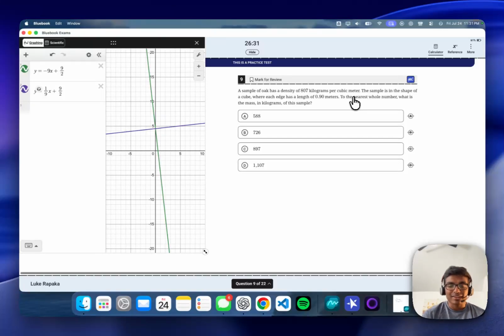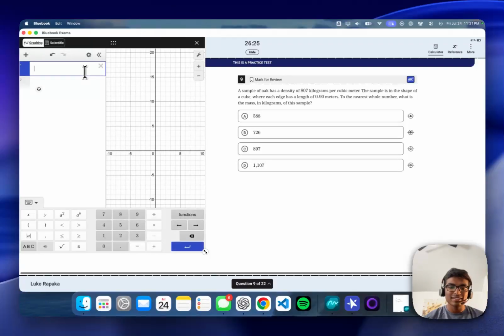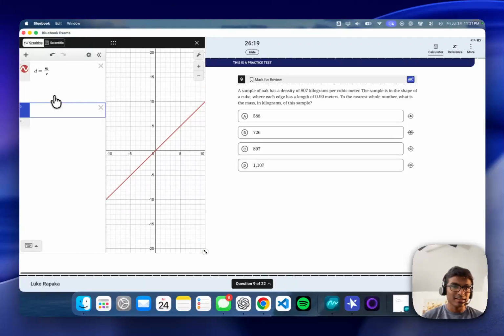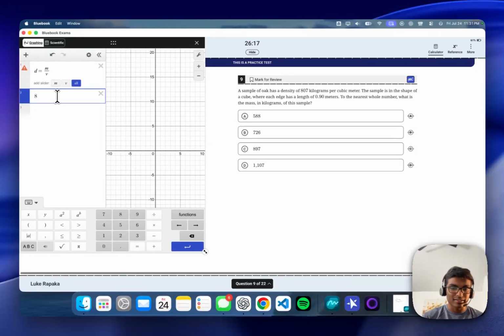What is the mass? Okay, density. Okay, this is pretty easy, right? So density equals mass divided by volume, right? We know the density is 807. That equals, actually I can just use the tilde setup again just to have it solve for me so I don't have to multiply everything out.